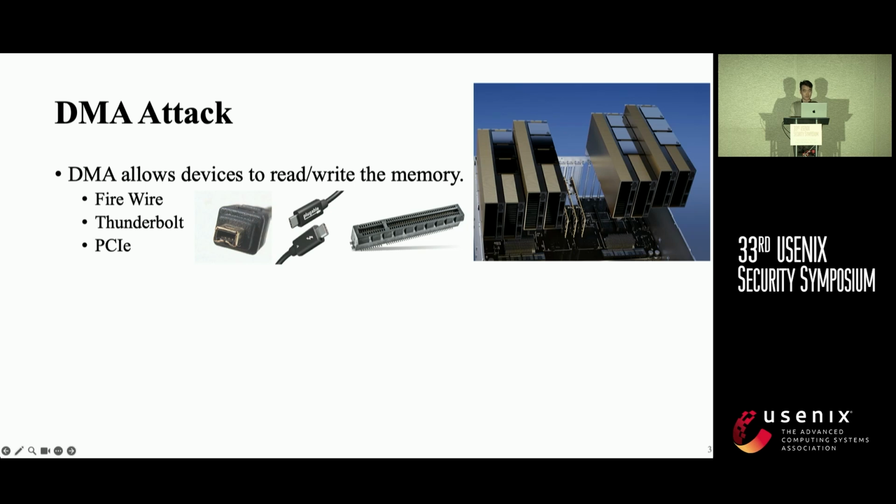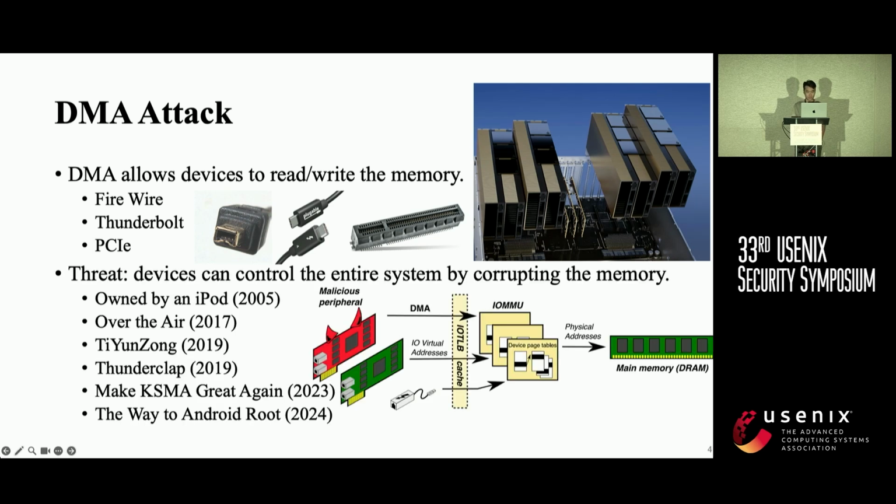Okay, first let's take a look at DMA attacks. DMA, or direct memory access, is a mature technology that allows peripheral hardware to access the main memory directly without CPU involvement. Various ports enable DMA, including the early FireWire port, the recent Thunderbolt port, and the ubiquitous PCIe port. However, this capability also allows peripherals to corrupt memory and potentially control the entire system. Various real-world attacks have exploited DMA vulnerabilities over decades.